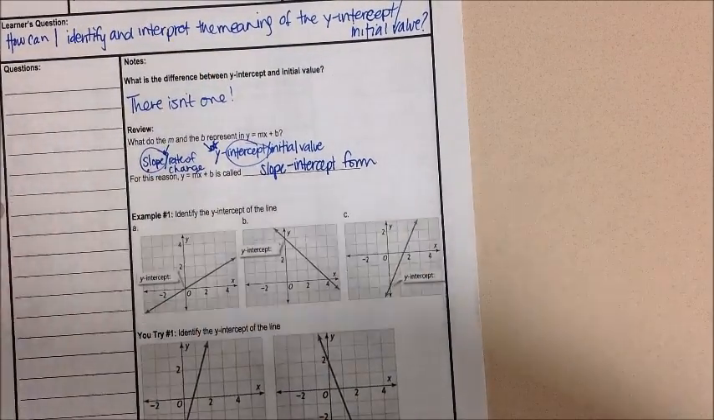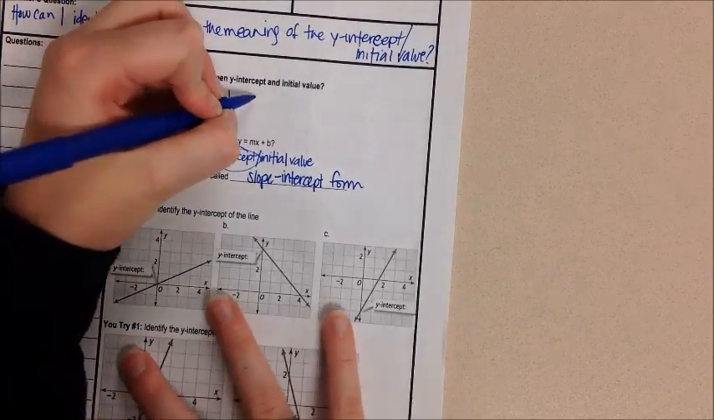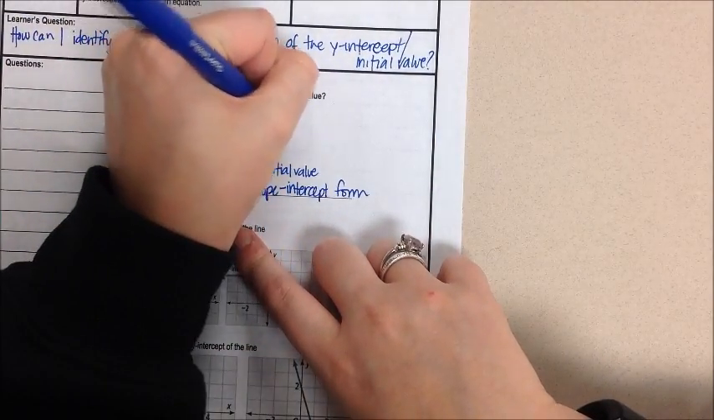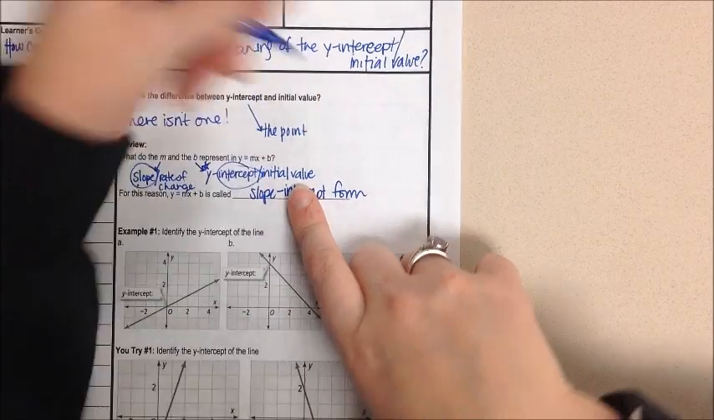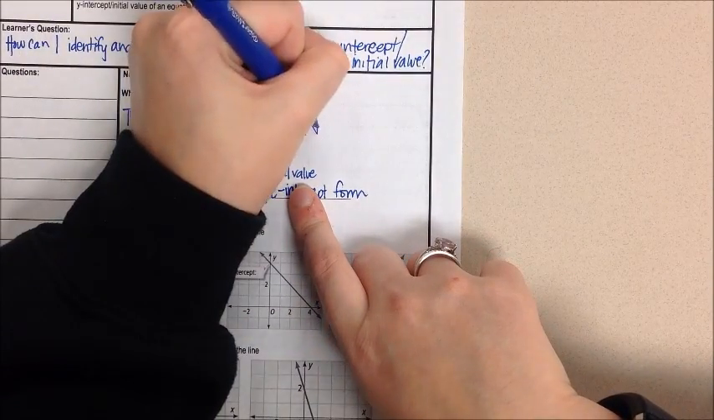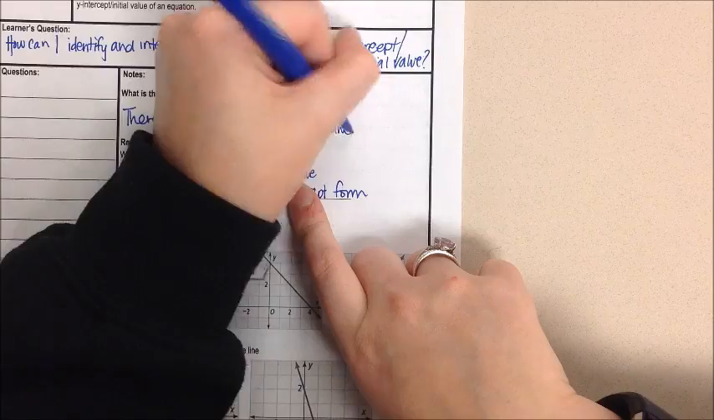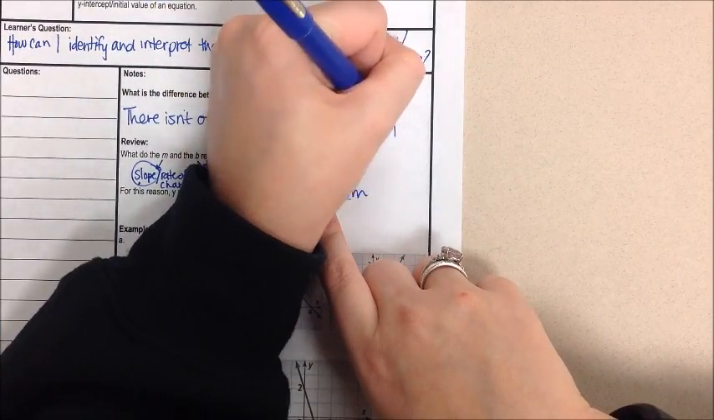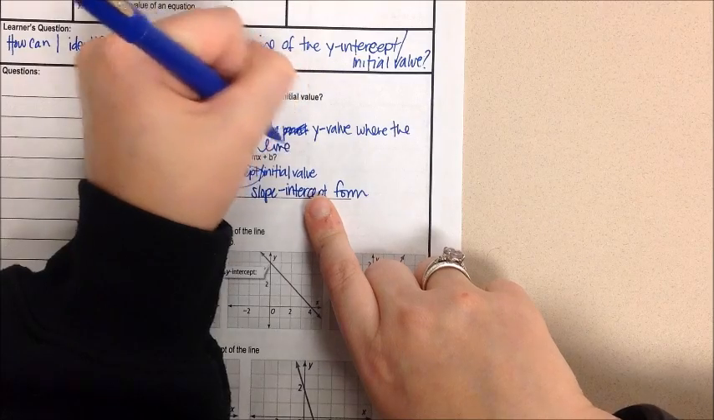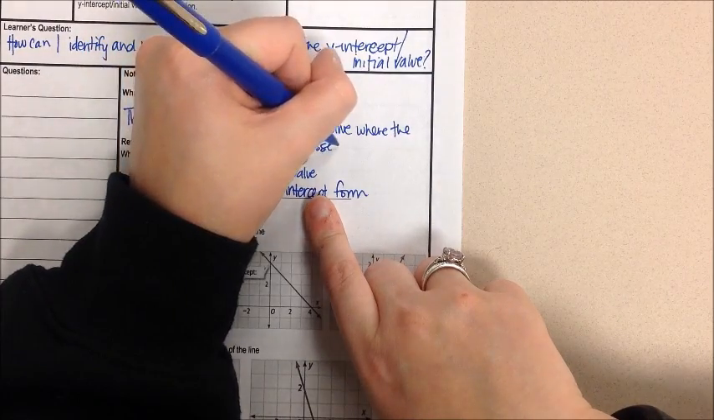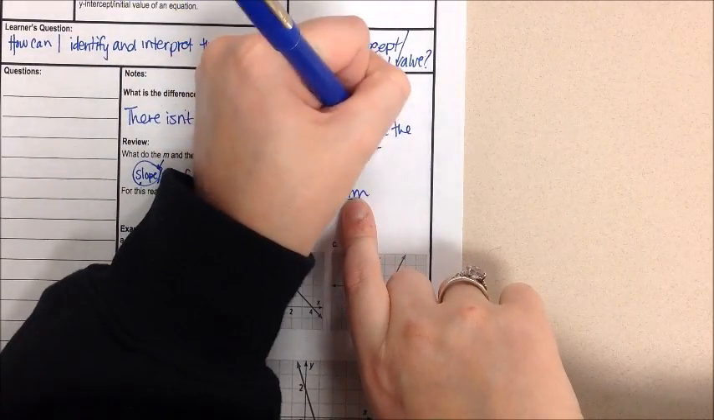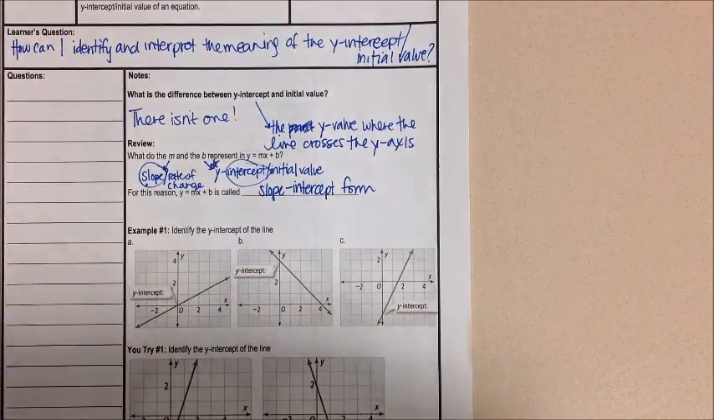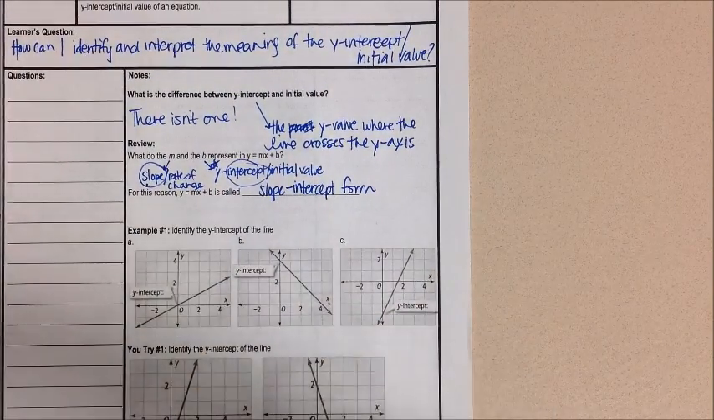So remember, y-intercept, I'm going to go back up here. The y-intercept is the point, and I'm going to cross out point and change that to y value. The y value where the line crosses the y-axis. Okay, the y value where the line crosses the y-axis.